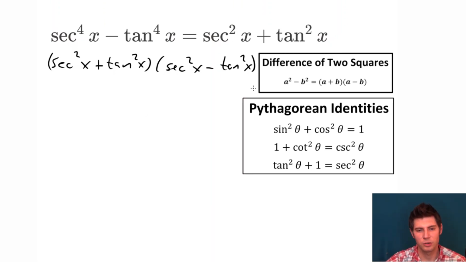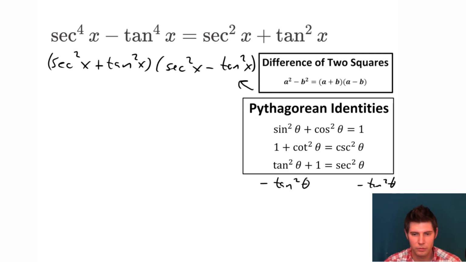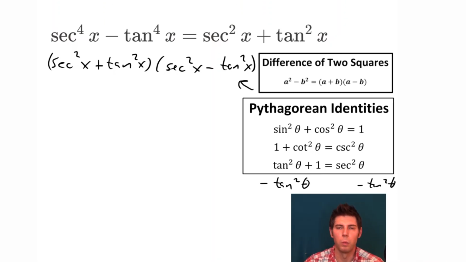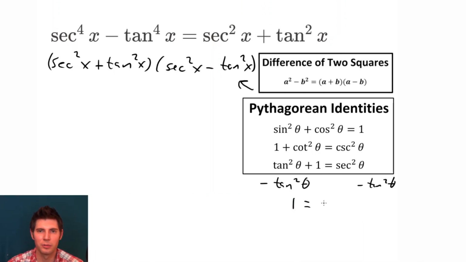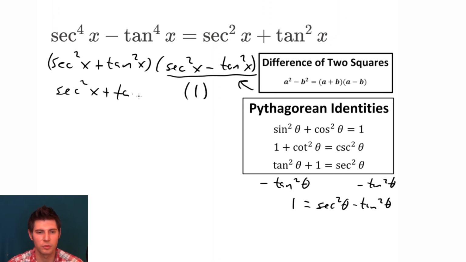Okay, this secant squared minus tangent squared, we can manipulate this bottom one by subtracting tangent squared from both sides. And so we get 1 equals secant squared minus tangent squared. So this secant squared minus tangent squared is going to be just 1. And then on this side, this is still here, secant squared x plus tangent squared x. But that is what we were trying to equal to, secant squared x plus tangent squared x. So we're done. Just copy it down.